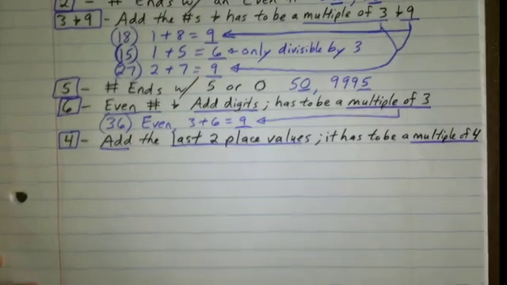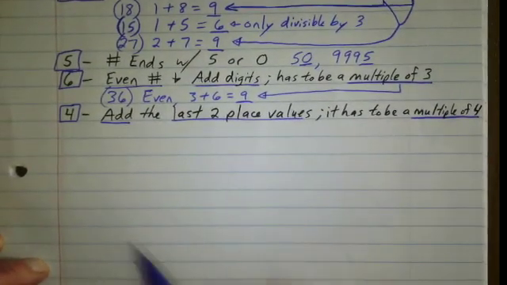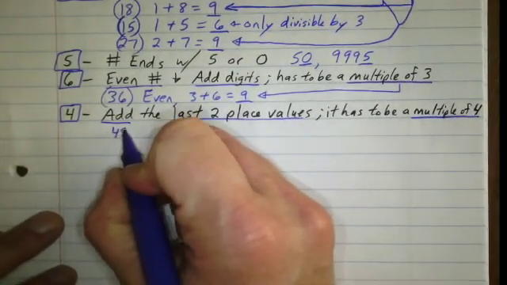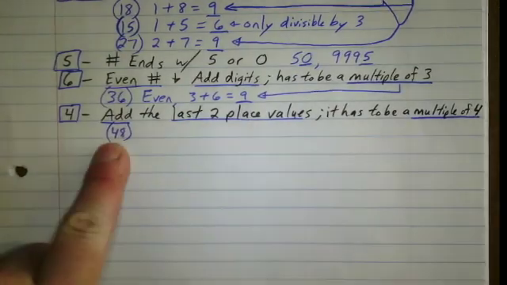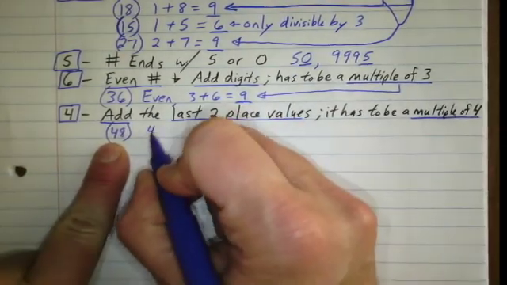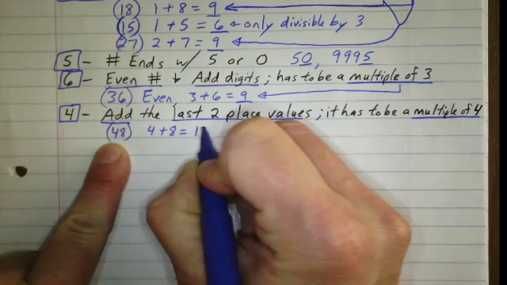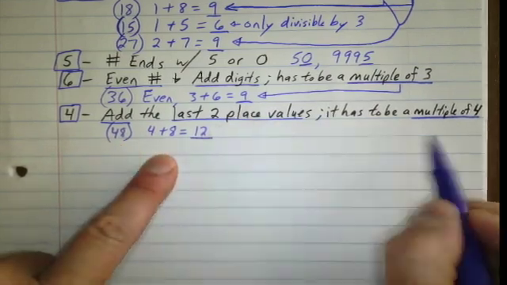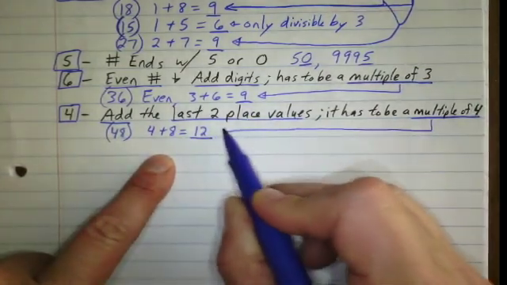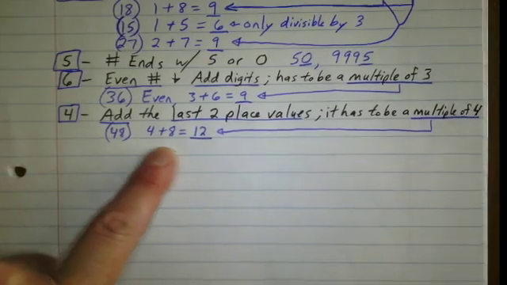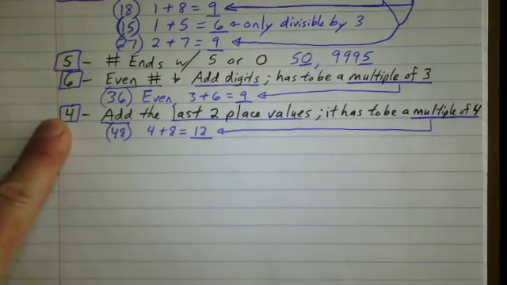So what do I mean by that? For example, if I give you the number 48, it only has 2 digits, so when you add 4 plus 8, that equals 12. Is 12 a multiple of 4? Yep. You could go 4, 8, 12. So that's how I know 48 is evenly divisible by 4.